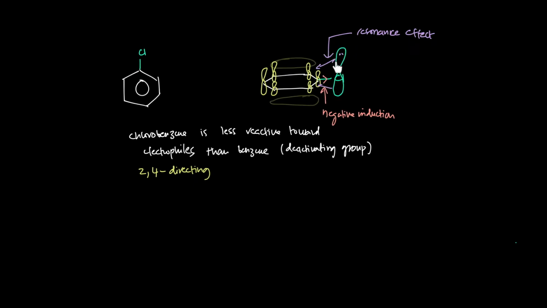For phenols, the resonance effect was much, much stronger because the 2p orbital overlapped much more effectively with the delocalized ring. So there was much more comprehensive delocalization in phenols than you have in chlorobenzene. So here negative induction outweighs the resonance effect.